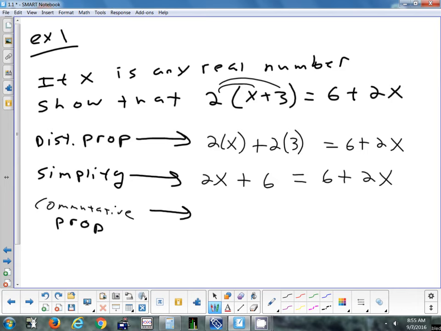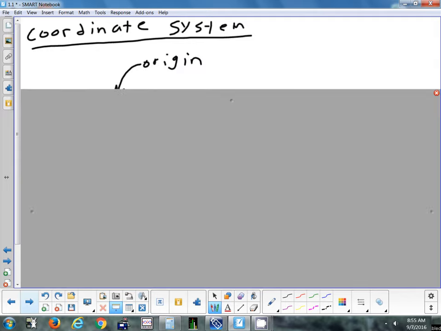Why can I switch the order? You'd have to say commutative property. Or why can I multiply this 2 out? You'd tell me distributive property. So it's basically just solving an equation. You're just telling me the steps you're going through. That's all. And of course, that's true because it's an identity. Same thing on the left and on the right. Okay, so any questions on those? Going just through those steps? All right.